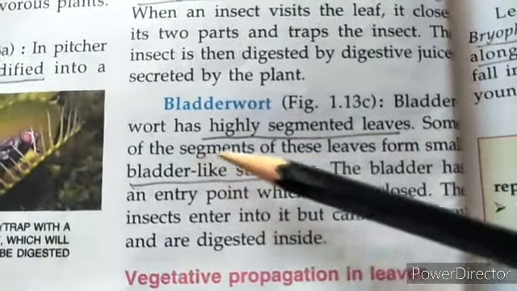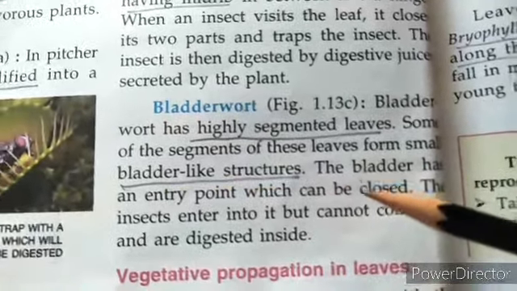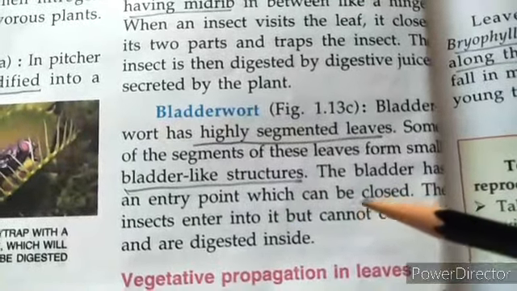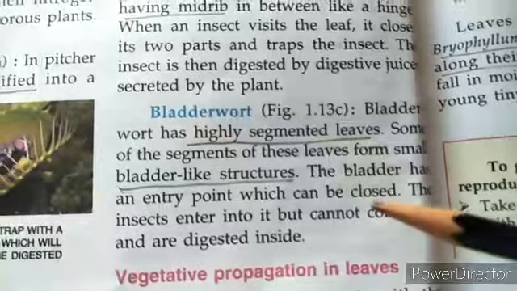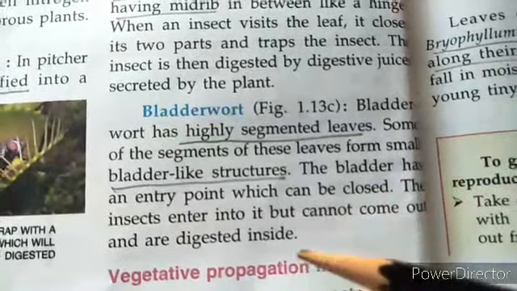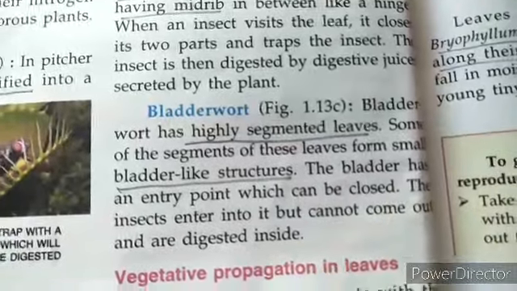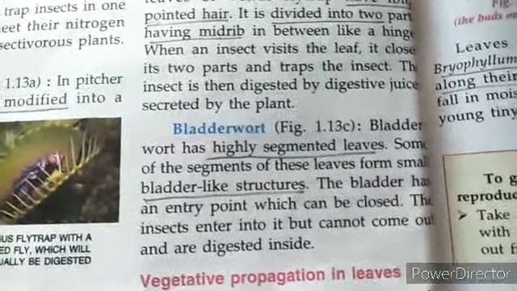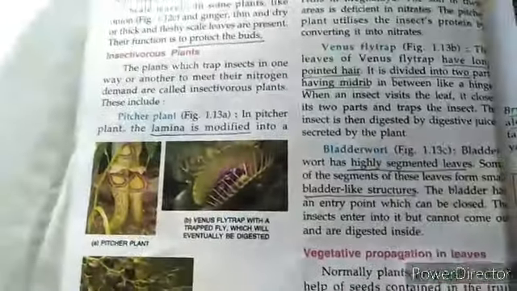Some of the segments of these leaves form small bladder-like structures. The bladder has an entry point which can be closed. So it's just like a small pitcher, we can say. It has an entry point which closes as soon as the insect enters, and after that the insect cannot come out. So the digestive juices are secreted and then the insect is digested and the necessary nutrients are absorbed by the plant.